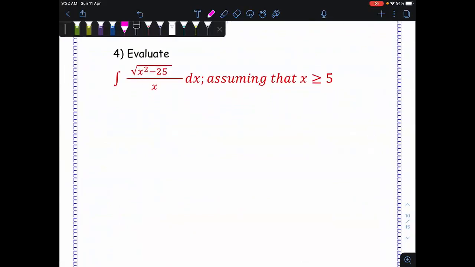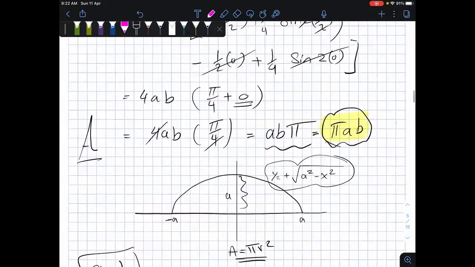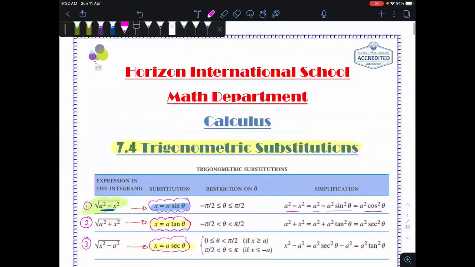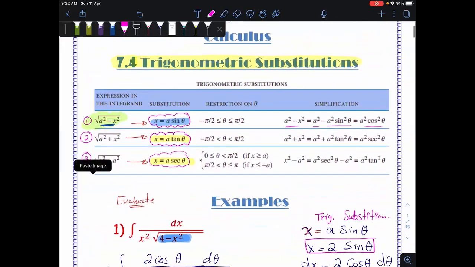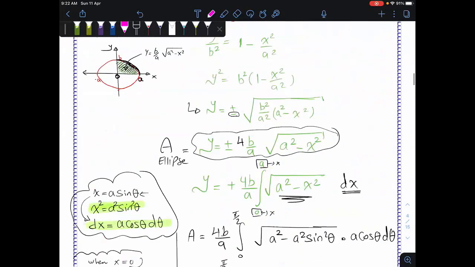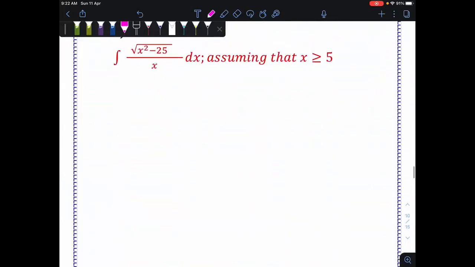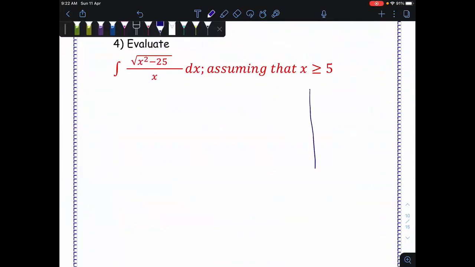Let's do one more question here for trig substitution. I expect sec. Yes, x squared minus a squared. On the first page we have the table for x squared minus a squared. Excellent. It's x squared minus 25, so we have to use sec here. What does use sec mean, guys? We write x equals 5 sec theta.